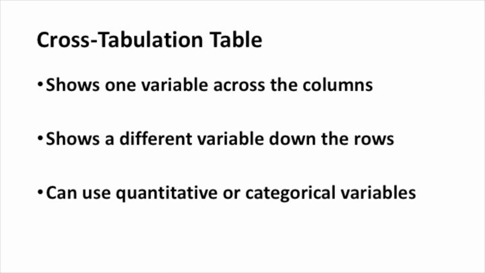A cross-tabulation table is used to look at the relationship between two variables. So we typically show one variable across the columns and a second variable down the rows. And what's nice about a cross-tabulation table is you can use quantitative or categorical variables. The application that we're going to look at is the relationship between celebrity type and the number of Instagram followers.